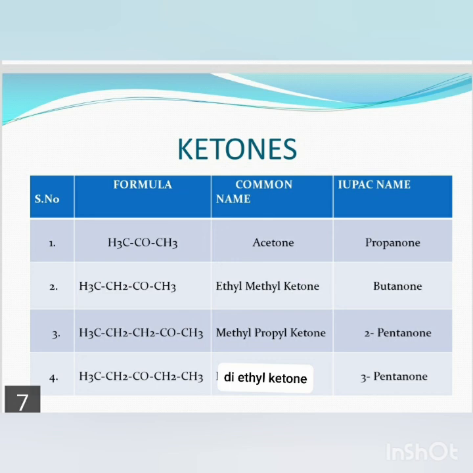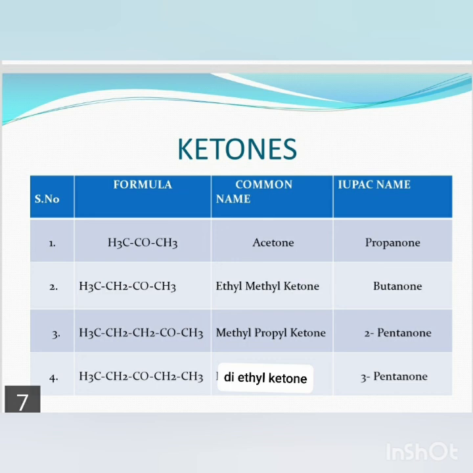So that's why it is an unsymmetrical ketone. For this, one side is a propyl group and the other side is methyl. According to alphabetical order, methyl comes first. So that's why it is methyl propyl ketone. CH3 CH2 CH2 C double bond O CH3. The name of the compound is methyl propyl ketone.